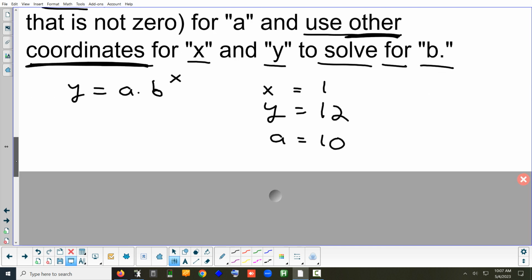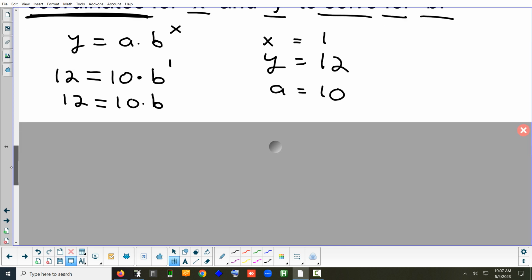Okay, so let's see what we have. So 12 equals 10 times B, and then X is 1. Okay, so PEMDAS, you always simplify your exponent first. What's B to the first power? Yeah, B, and that's always going to happen, because if it wasn't to the first power, it'd be a little bit more complicated. Right? So you're always going to end up with something like that. B to the first power is just B.